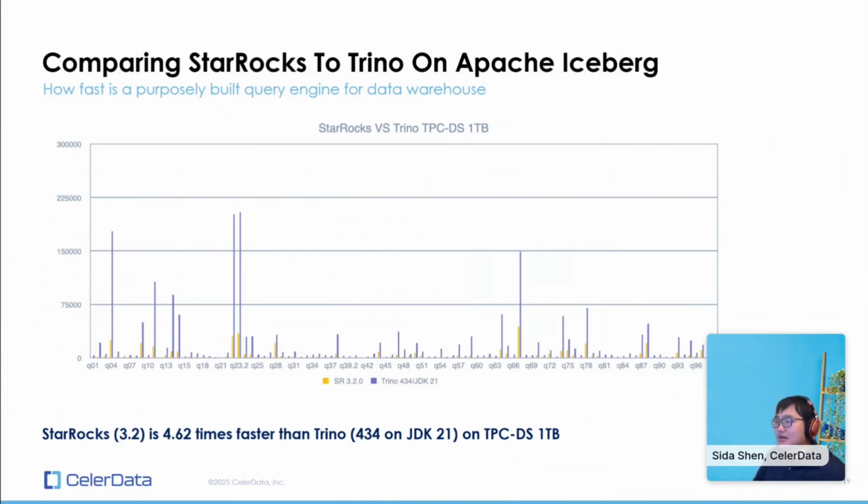So this is TPC-DS 1 TB, StarRocks versus Trino, right? This is more your complex multi-table joins with high cardinality aggregations, right? StarRocks is around 4.5 times faster than Trino on TPC-DS 1 TB. So where is it getting all of this performance from, right? We're going to talk about that in the next few slides.